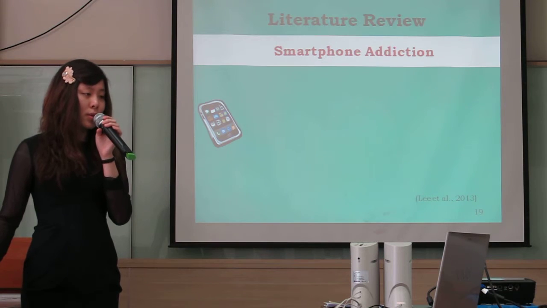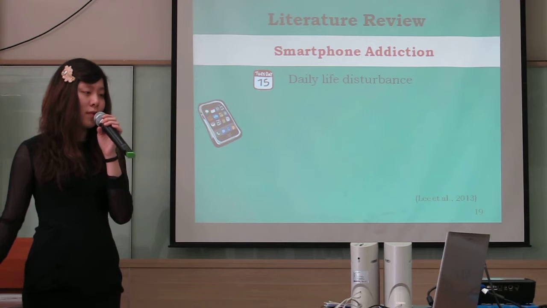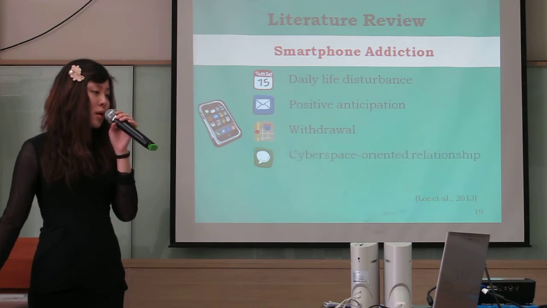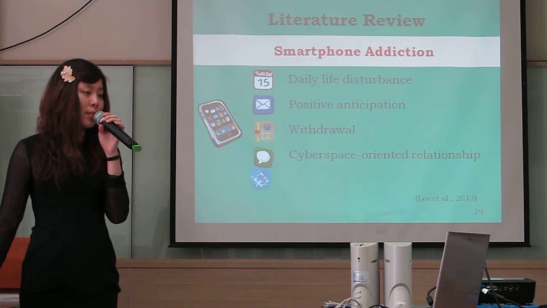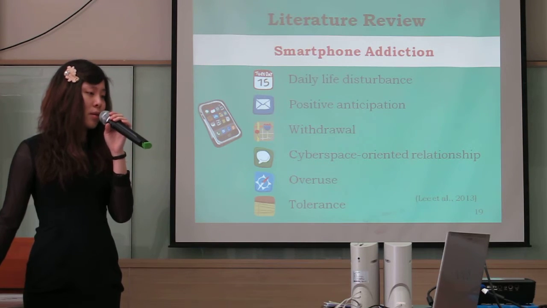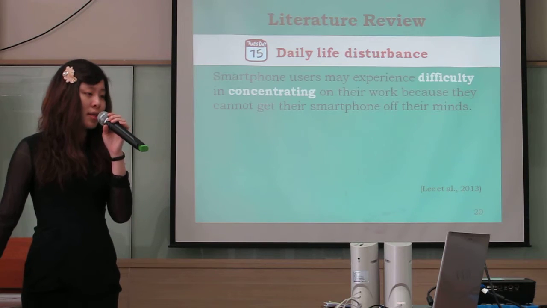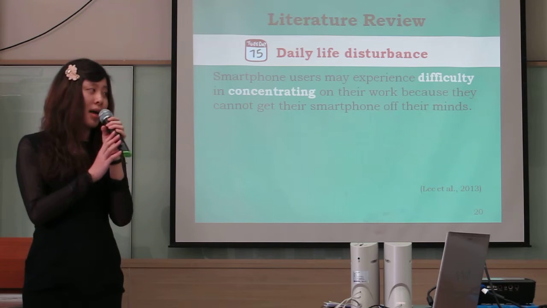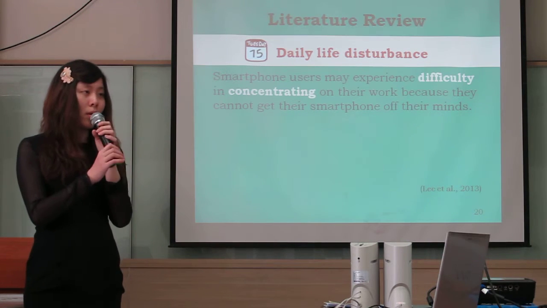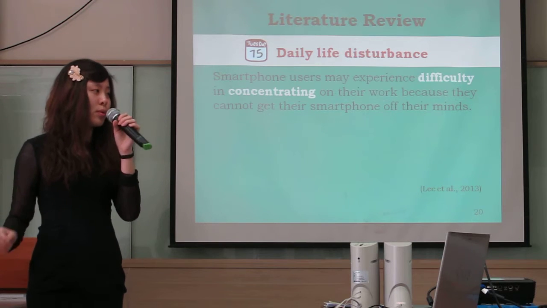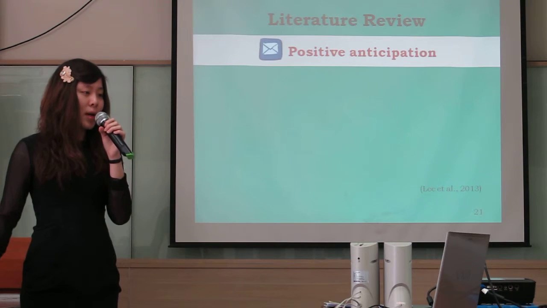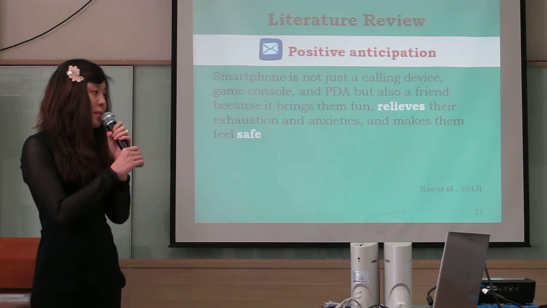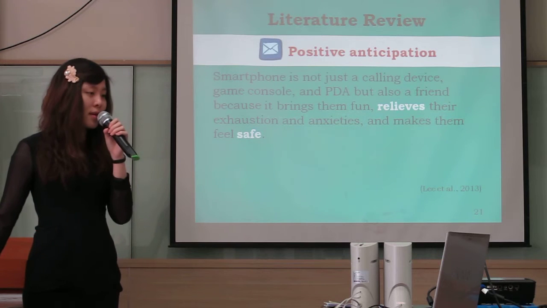Smartphone addiction includes 6 variables. First is daily life disturbance, positive anticipation, withdrawal, cyberspace-oriented relationship, overuse, and final one is tolerance. Daily life disturbance means having a hard time concentrating in class, while doing homework or while working due to smartphone use. And positive anticipation means that when you use your smartphone, you feel calm, confident, and pleasant.